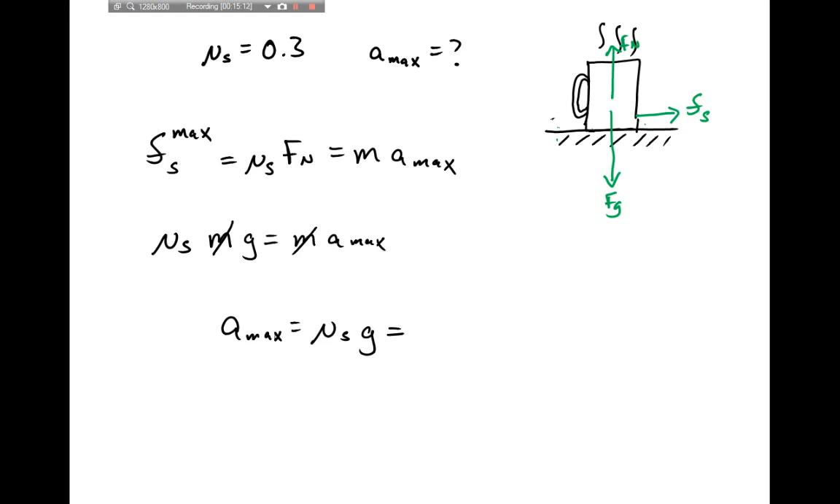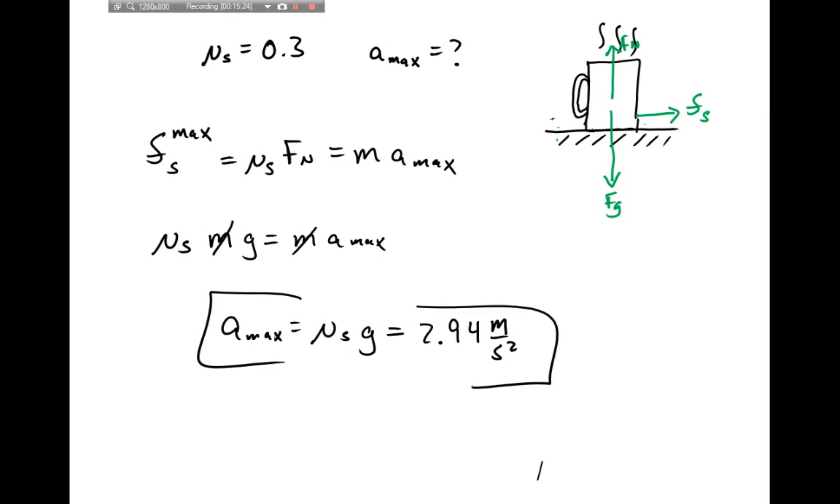And finally, if I plug this into a calculator, I've got a cheat sheet somewhere where I've calculated this. Oh, there it is. It's equal to 2.94 meters per second squared. So that's the maximum acceleration of the plane without the cup of coffee slipping.